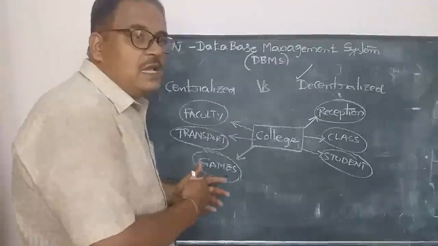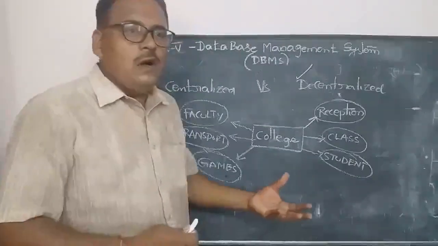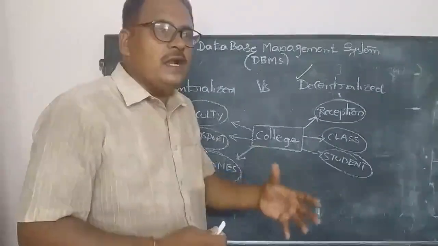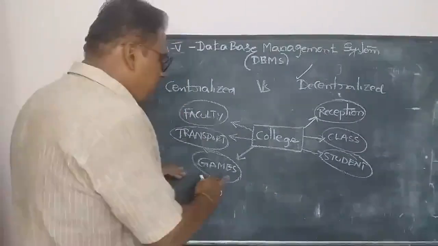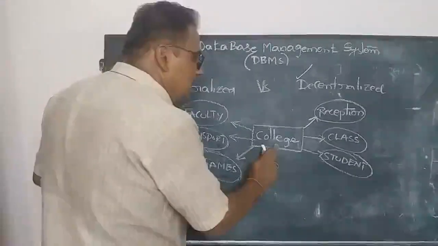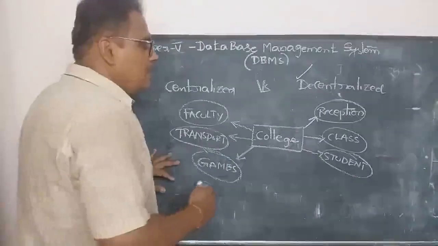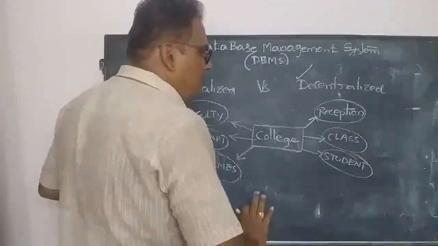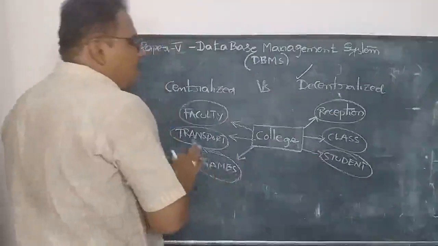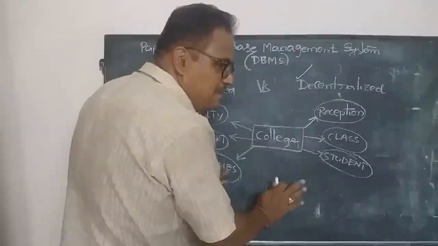And the games entity maintains the game particulars, how many students are participating in various games and what types of games are conducted in the college, etc. These are all various entities existing in a college. So coming to the decentralization process, there is no computer. Every task and every procedure and every transaction is maintained manually. It was done in olden days.